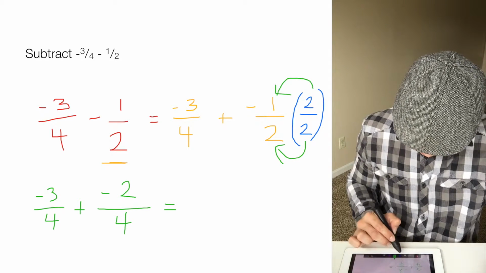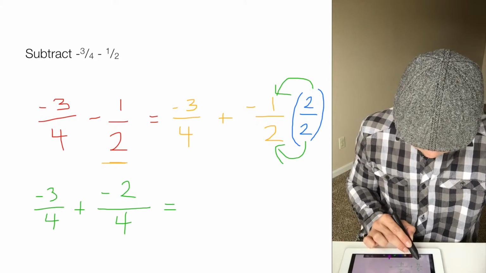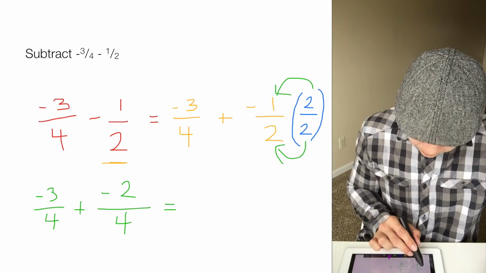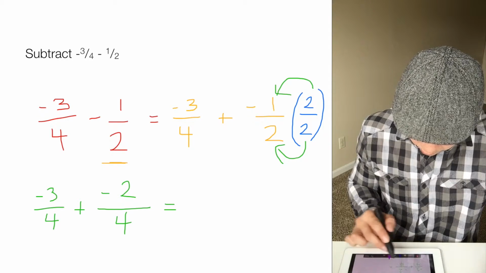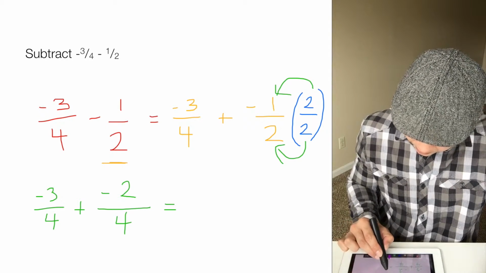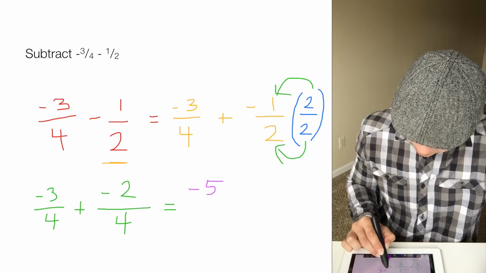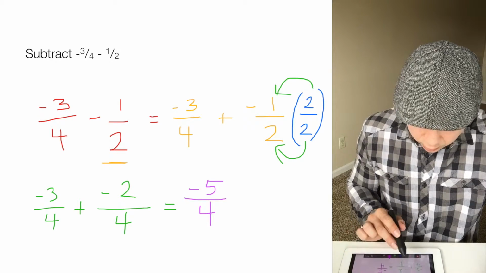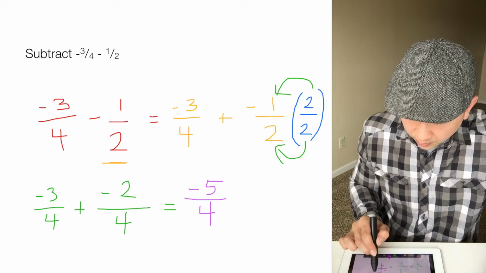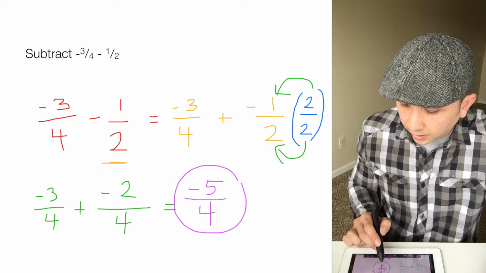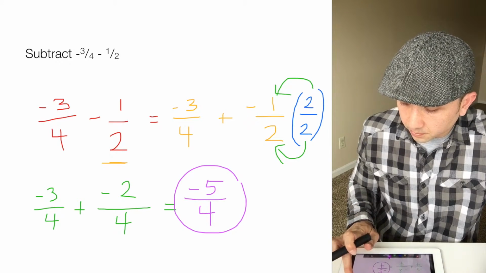So now negative 3/4 plus negative 2/4, we add the numerators. Negative 3 plus negative 2 is negative 5, and then we just carry over the denominator. So subtracting negative 3/4 minus 1/2 gives us negative 5/4.